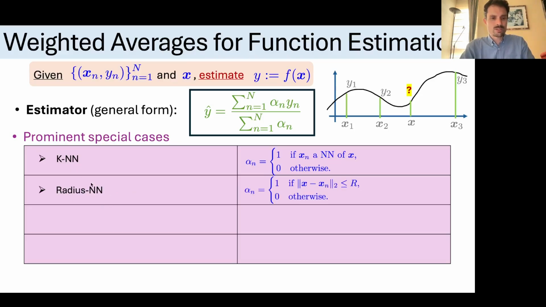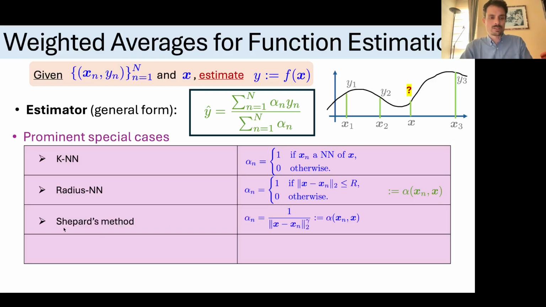Another famous estimator would be radius nearest neighbors. In this case, we assign a weight of 1 to those observations that lie within a radius r from the evaluation point. And it is important to note that this one can be written as just a function of xn and x. And this is actually a property shared by many other estimators.